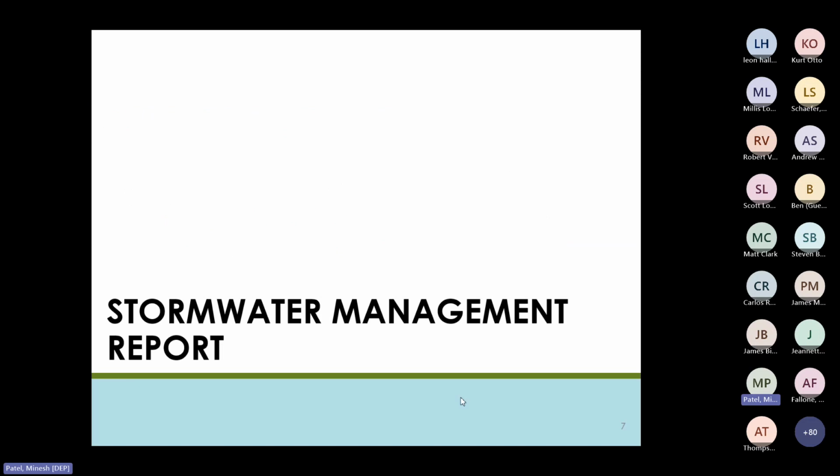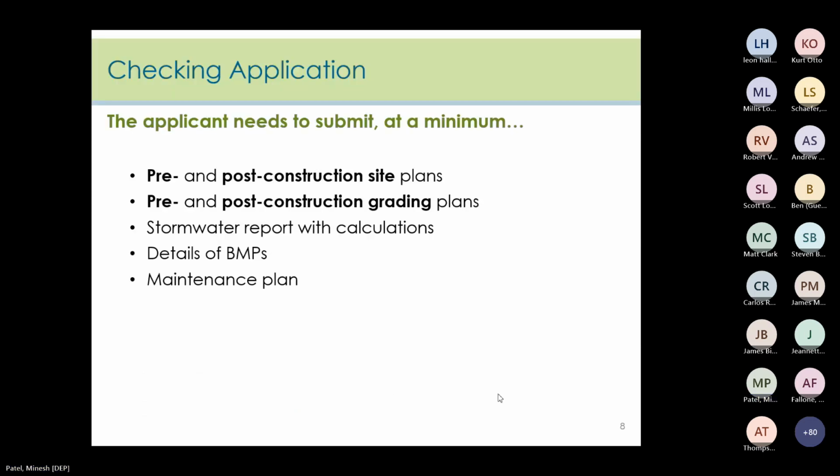Now we're going to look at what the reviewer needs to be looking for in the stormwater management report. The first step in the project review is to check if the application package is complete. All the items listed here must be part of the application. Pre and post site and grading plans are essential, as are the associated calculations and any drainage area maps. The details in the report section should match up with the information on all plan pages. Too often, we find that some parts or even all of the stormwater report do not match the site and grading plans because the report was copied from another project.